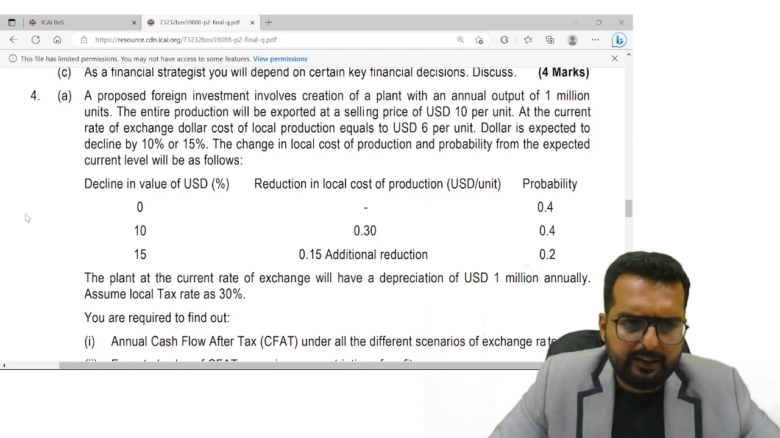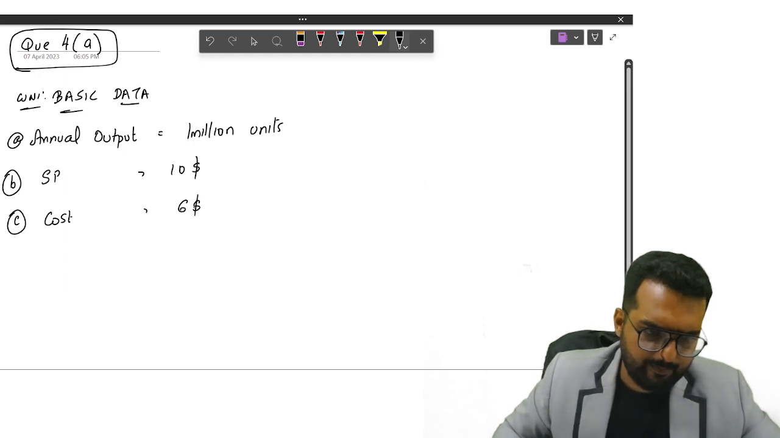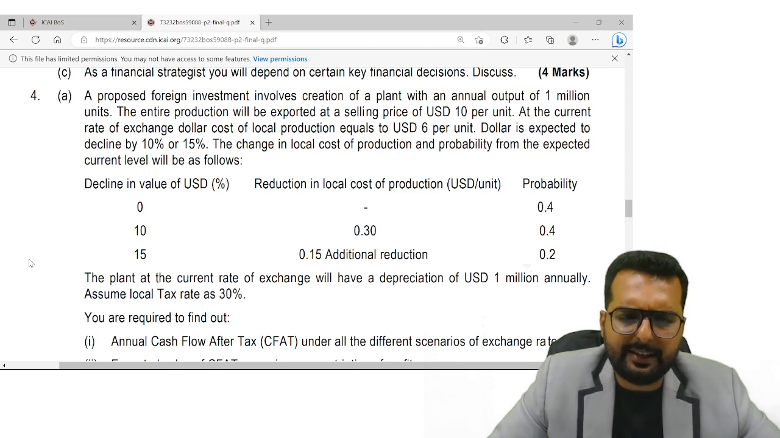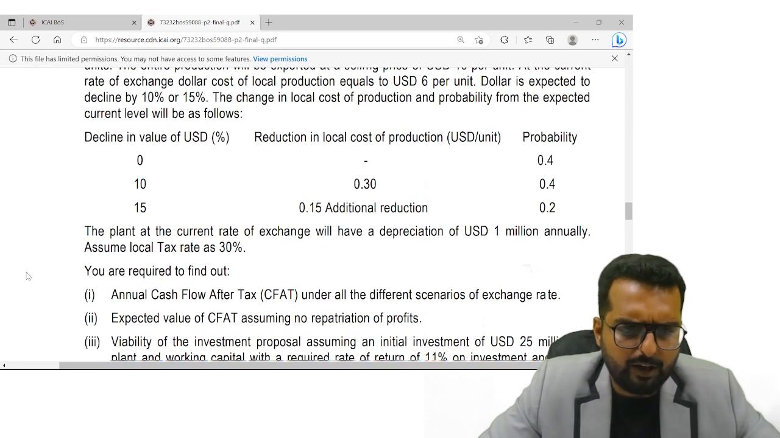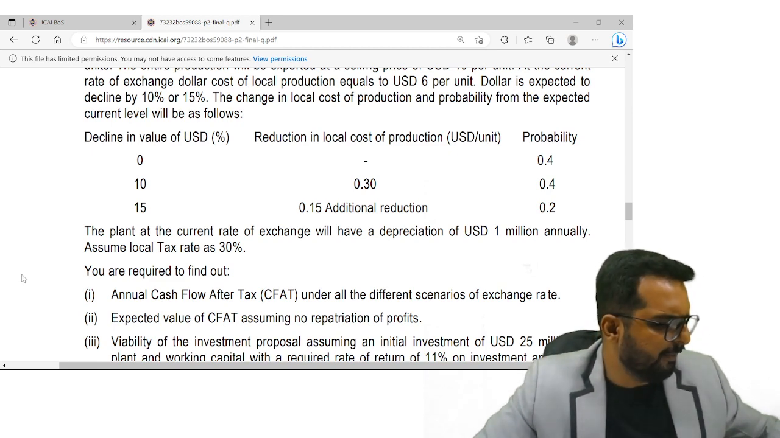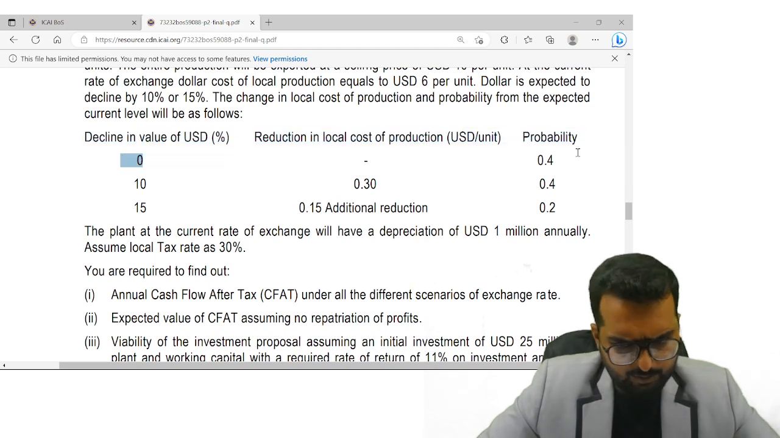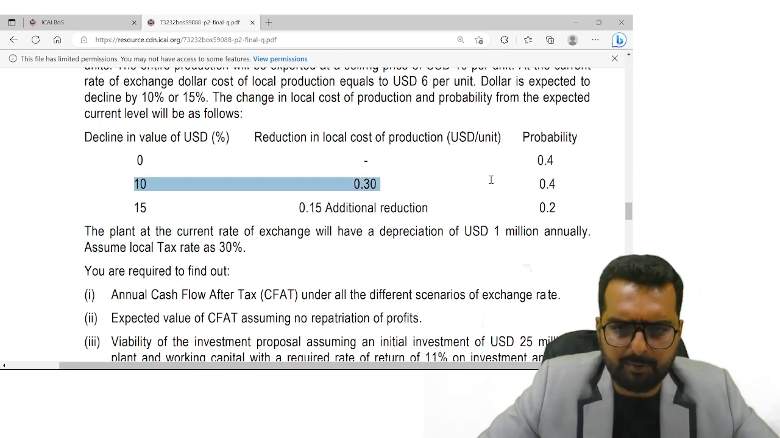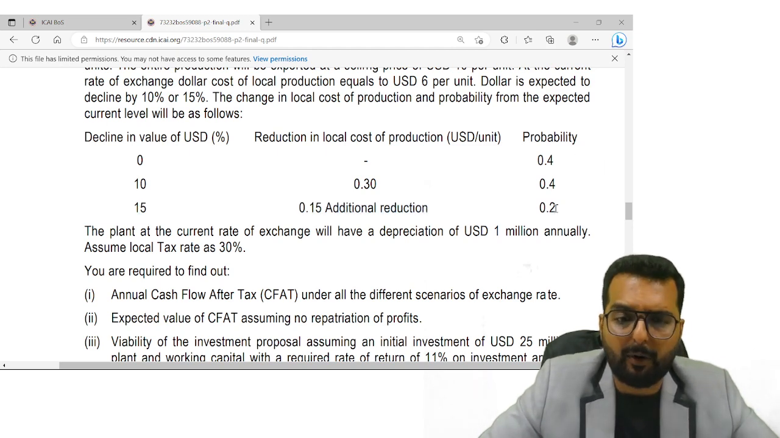At the current rate, the exchange dollar cost is USD $6. The dollar is expected to decline by 10 or 15%. The change in the local cost of production and the probability from the expected current level is as follows. Now they have given a very good table, friends. Read through the table carefully. If dollar doesn't decline, cost will remain the same. Dollar comes down by 10%, your cost will come down by $0.3 per unit. Dollar declines by 15%, your additional reduction will be 0.15.